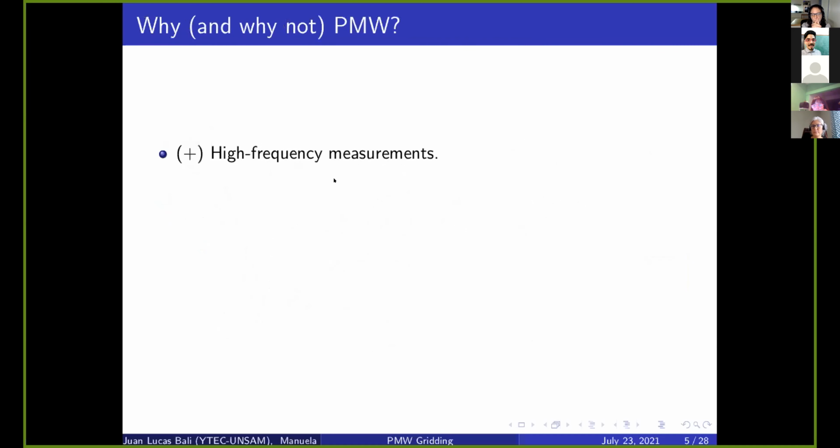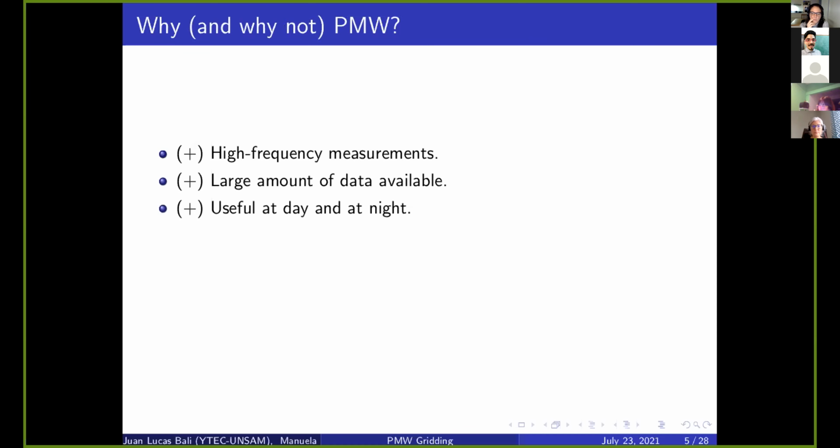One advantage of the passive microwave, instead of using active SAR image processing, is that it's quite cheap. You can obtain measurements in a high frequency way because you don't have to send a signal from the satellite. You just need a receptor mechanism to capture that information coming from the Earth. So you will have a large amount of data available in a high frequency way. This is a characteristic of microwave.